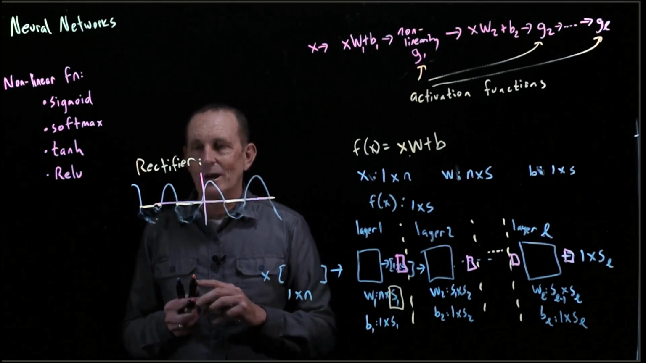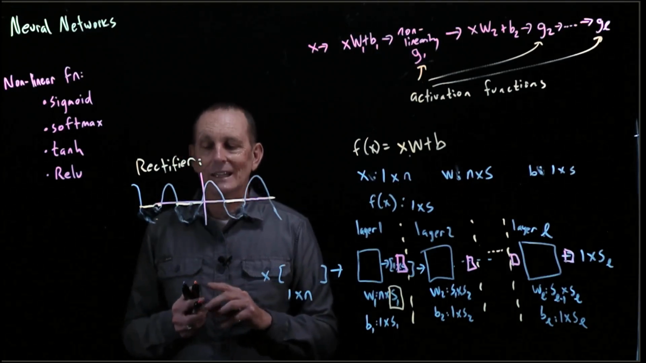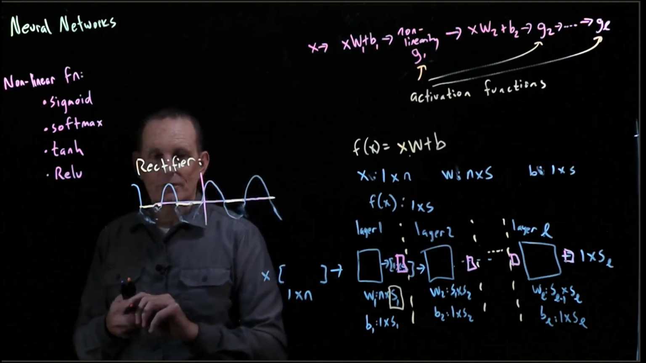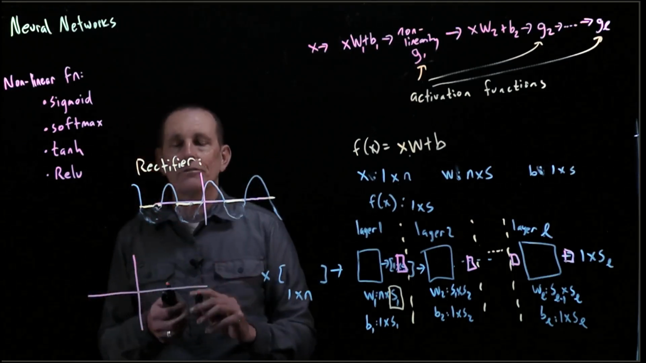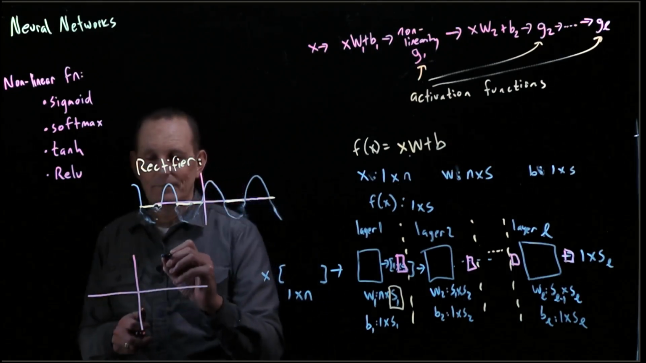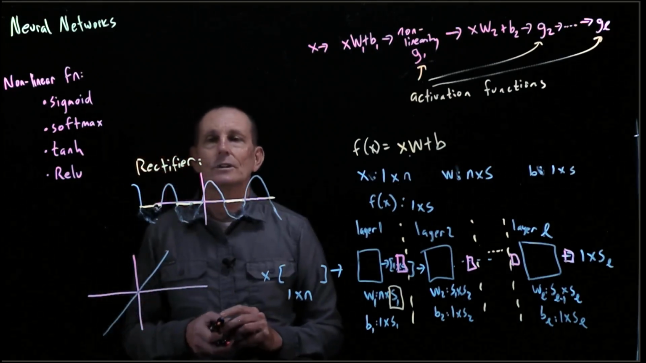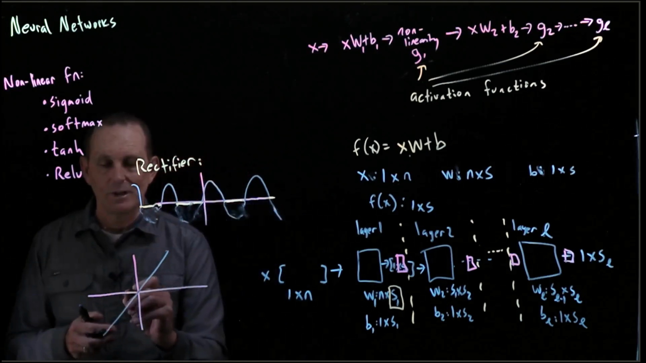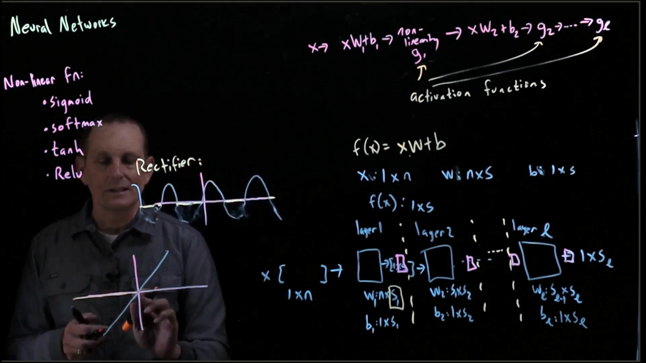So let's look at a rectified linear. If we've got a linear function, and let's just say that this linear function is in fact the identity. Well, what does the rectifier do? The rectifier gets rid of anything that's less than 0.